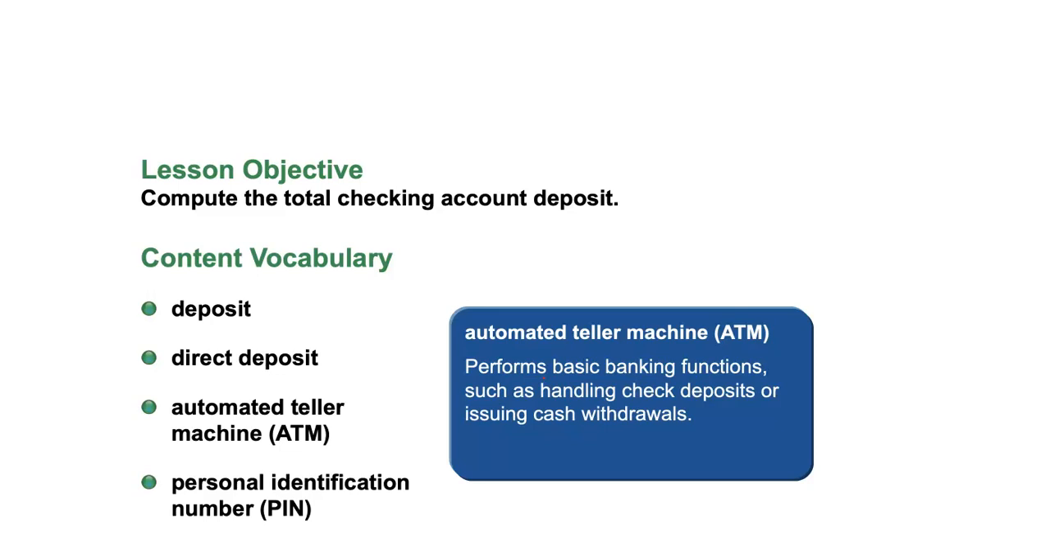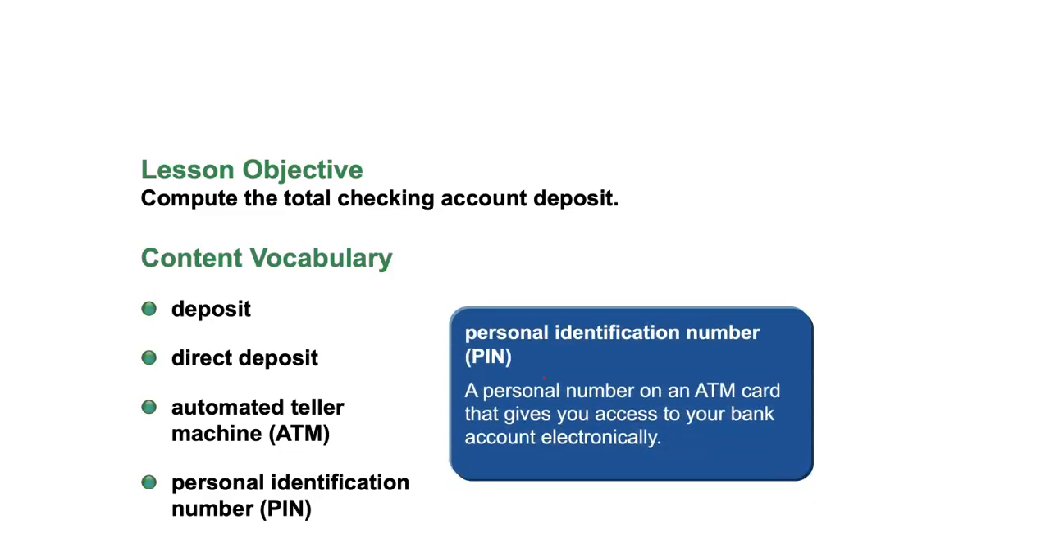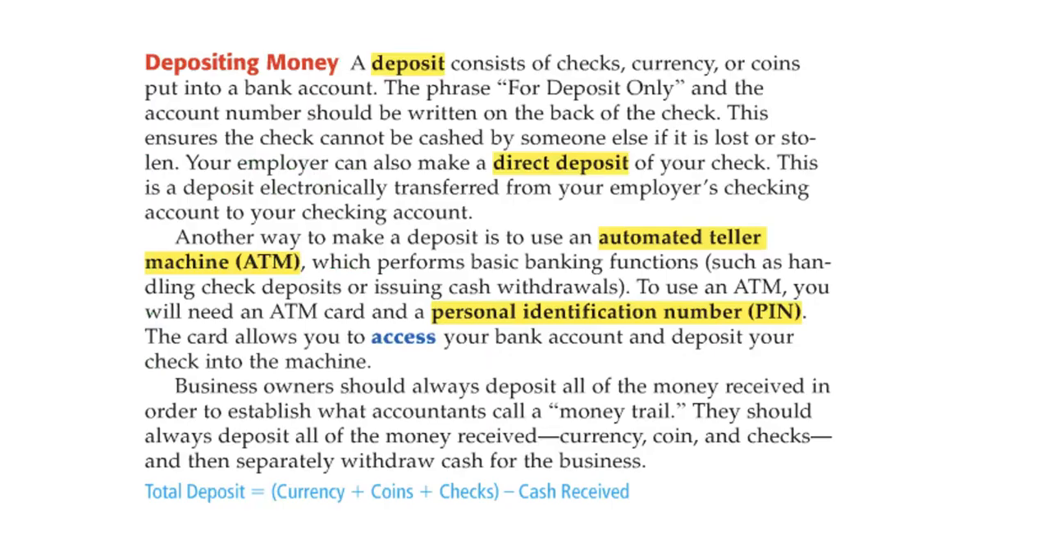An automated teller machine is, as you know, an ATM, which performs basic banking functions such as handling check deposits or issuing cash. And PIN, personal identification number, is a personal number on an ATM card that gives you access to your bank account electronically. So a deposit consists of checks, currency, or coins put into a bank account. The phrase "for deposit only" and the account number should be written on the back of a check. This ensures the check cannot be cashed by someone else if it is lost or stolen.